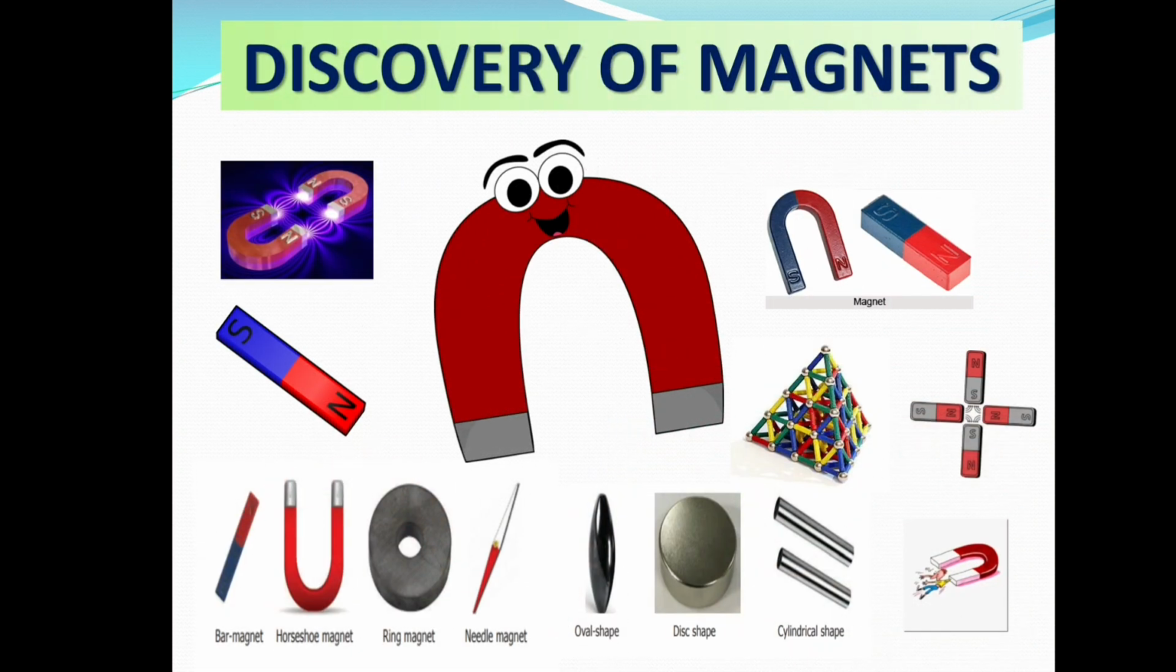Discovery of magnets. We know that magnets are there and we are using them for many applications. For example, in the fridge door and in the speakers, in all those things we are using magnets. So how were magnets discovered? We are going to discuss that, the discovery of magnets.